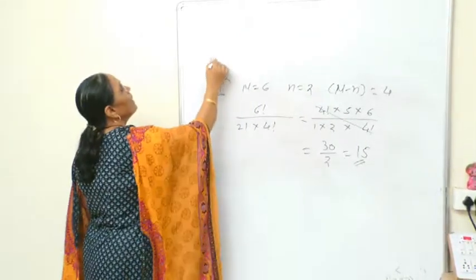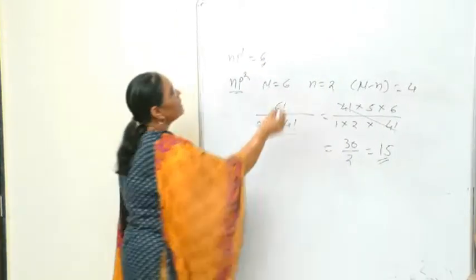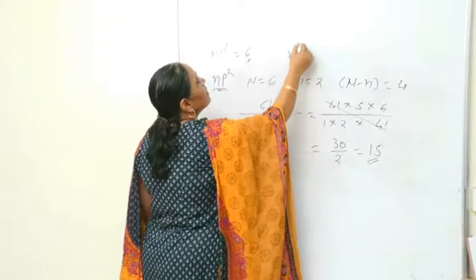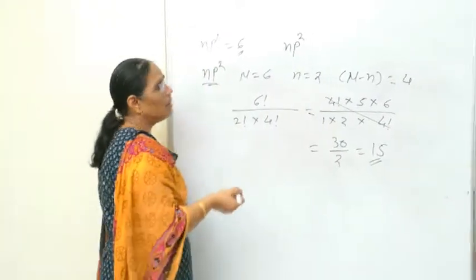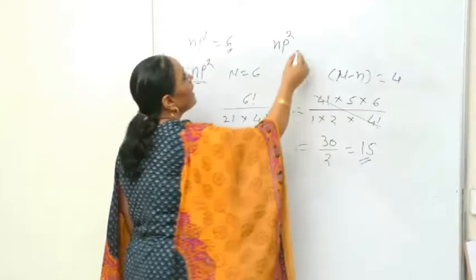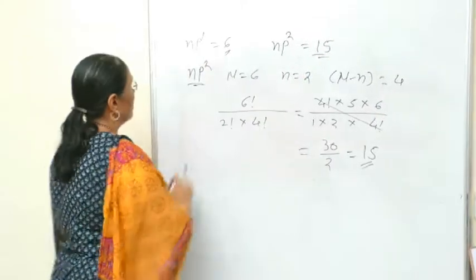So for np1, the number of microstates was 6. But with increasing electrons in the p orbital, the recombination possibilities increase and the number of microstates increases to 15.